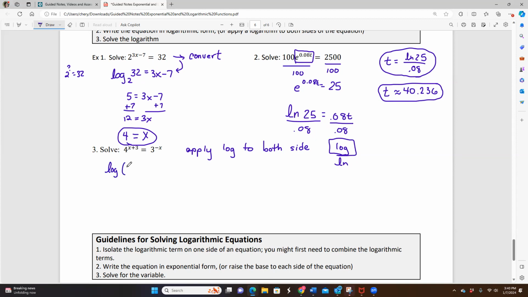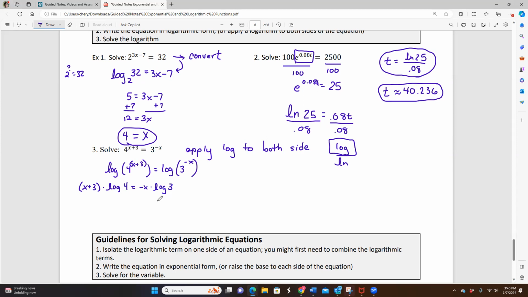So I'm going to say the log of 4 to the x plus 3 would equal the log of 3 to the negative x. Now, we learned above that we can use the exponential rule and take this x plus 3 out front. This is our power rule. So we have x plus 3 times the log of 4. And here we have a negative x times the log of 3. Common log of 3, I should say.